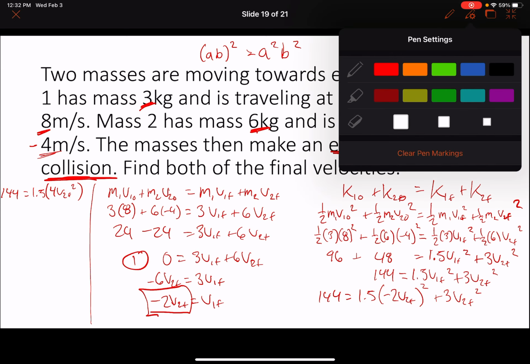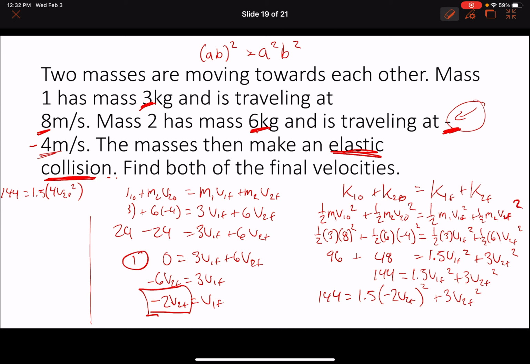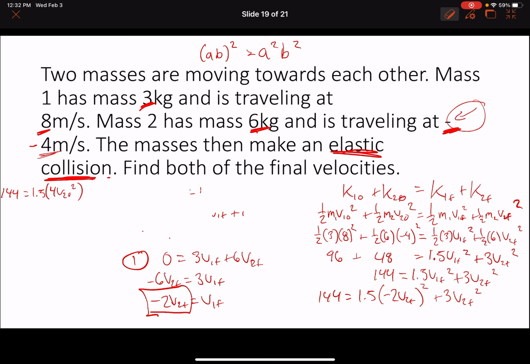And then we need to add, I actually need more room. I'm going to erase some of the old work so that I have more room here. Plus 3 V2F squared. Let's go ahead and distribute that 1.5. We get 6 V2F squared plus 3 V2F squared. Let's combine like terms, so we get 9 V2F squared.